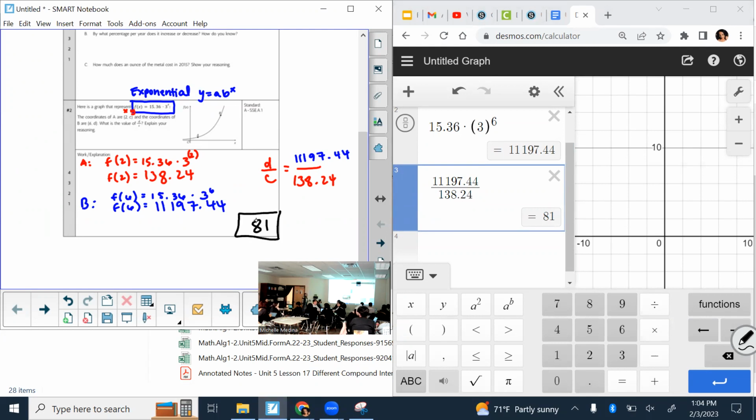Question? Any other questions? Number 4 from the puzzle piece.